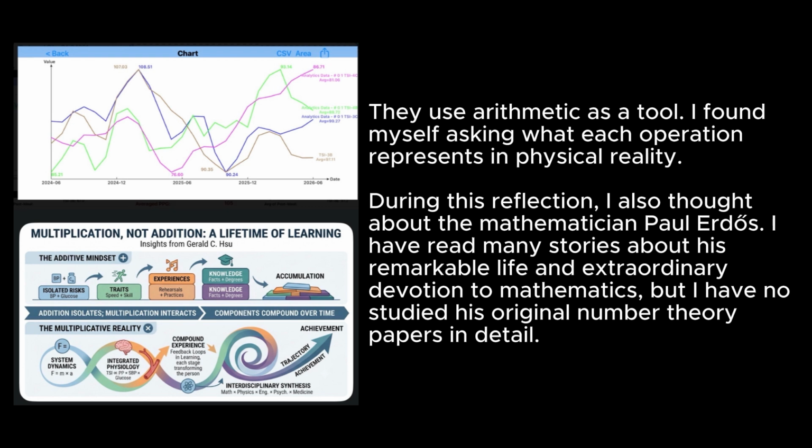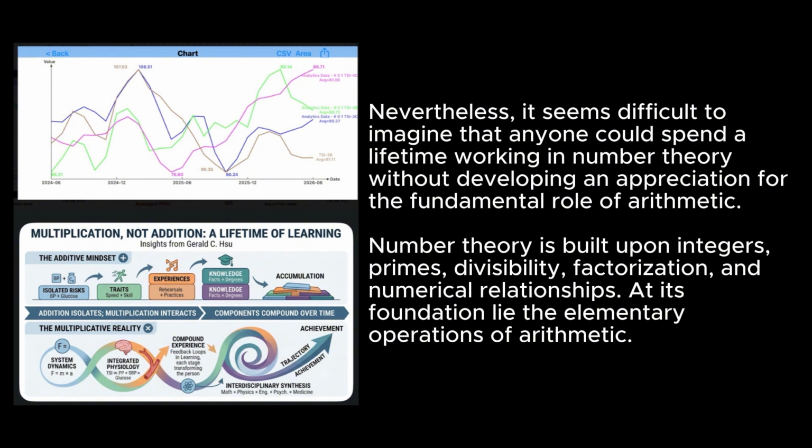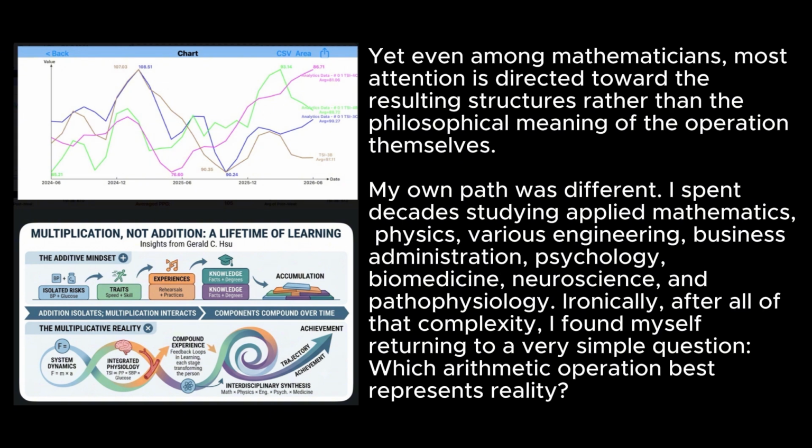During this reflection, I also thought about the mathematician Archimedes. I have read many stories about his remarkable life and extraordinary devotion to mathematics, but I have not studied his original number theory papers in detail. Nevertheless, it seems difficult to imagine that anyone could spend a lifetime working in number theory without developing an appreciation for the fundamental role of arithmetic. Number theory is built upon integers, primes, divisibility, factorization, and numerical relationships. At its foundation lie the elementary operations of arithmetic. Yet even among mathematicians, most attention is directed toward the resulting structures rather than the philosophical meaning of the operations themselves. My own path was different.